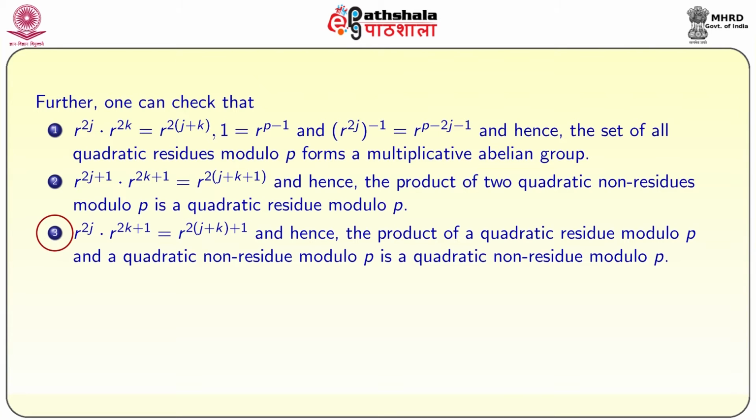Now, we will see that the product of a quadratic residue and a quadratic non-residue is going to be a quadratic non-residue. So, that is r power 2j into r power 2k plus 1 is equal to r power 2 times j plus k plus 1. Hence, the product of a quadratic residue modulo p and a quadratic non-residue modulo p is a quadratic non-residue modulo p. So, if you look at these quadratic residues and quadratic non-residues, they are behaving like multiplying plus and minus. Just as plus into plus is plus, here the product of two quadratic residues is a quadratic residue, the product of two quadratic non-residues is a quadratic residue, and a quadratic residue times a quadratic non-residue is a quadratic non-residue.